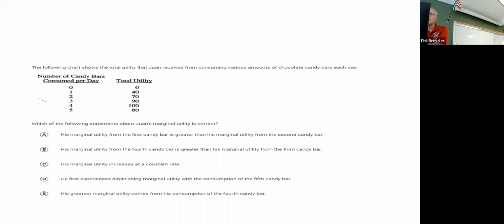All right. Just remember, with all the margins, it's like 2 minus 1. So 70 minus 40 is 30. All right. So the marginal utility starts to decrease after the first product, at the second candy bar. Okay. Any questions on that one?